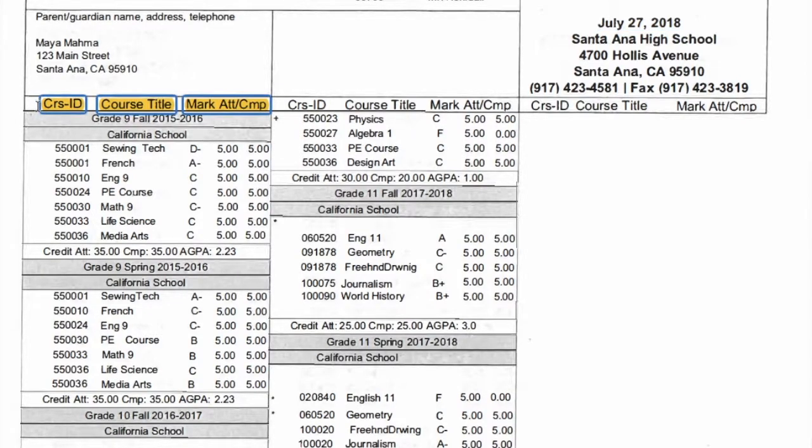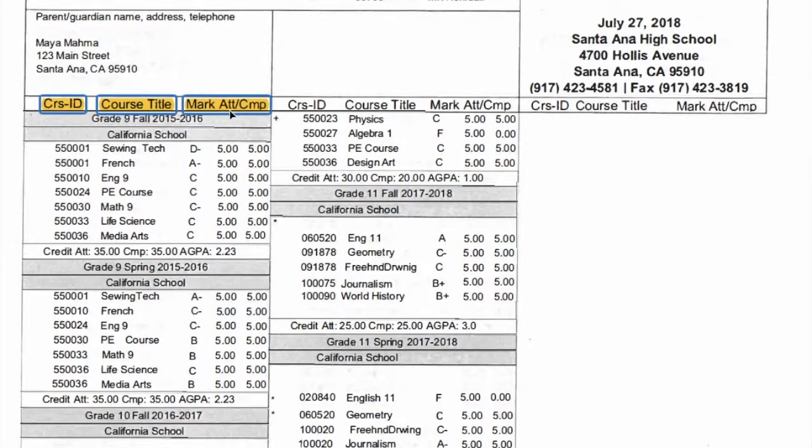Above the place where all the grades and classes are shown, there'll usually be some headers that will help you to read the transcript. This is important because every transcript looks a little bit different. In this case, we see course ID is one of the headings, so these numbers down here, which you don't usually have to pay very much attention to. Course title, which is pretty obvious, the sewing class or French class or English class. This word mark pertains to the grades in this column.